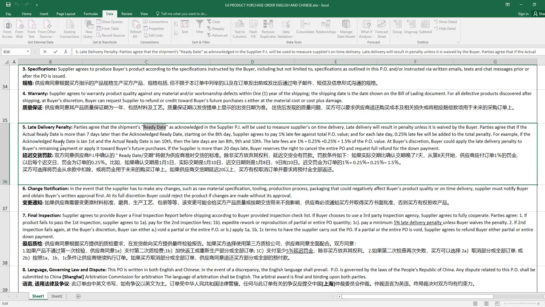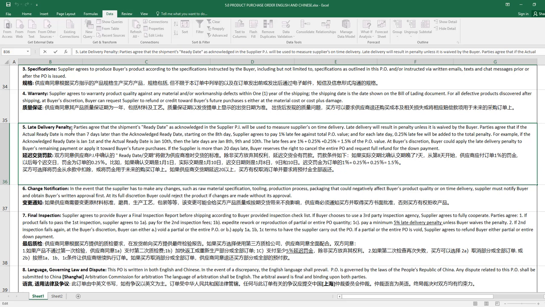The reason you create the late delivery penalty is to create leverage. When you are rushing, for example, for Q4 delivery, and there are other buyers or other Amazon FBA sellers rushing for the delivery as well. So if two purchase orders are put side by side, one with the late delivery penalty, another one doesn't, guess what? The supplier will pay more attention to the purchase order with the late delivery penalty.